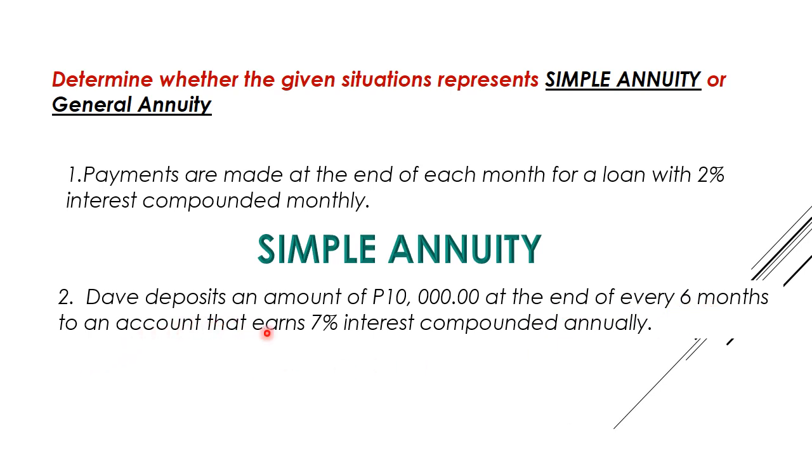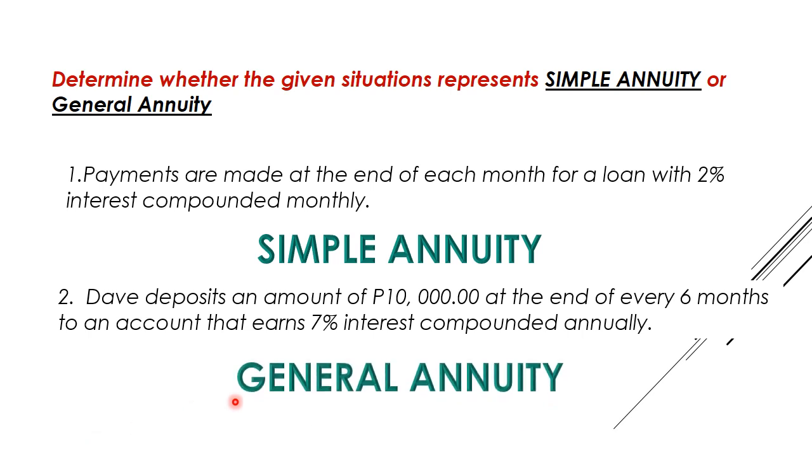Next, Dave deposits an amount of 10,000 pesos at the end of every 6 months to an account that earns 7% interest compounded annually. The payment interval here is every 6 months, which means that it is semi-annually, and the interest period is compounded annually, which is annually, right? So we can say the payment interval is different from the interest period, so it is a general annuity, right?